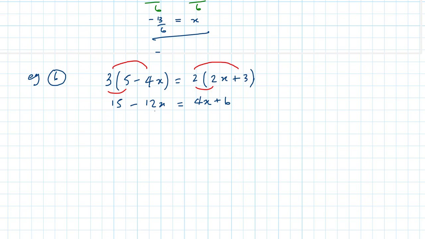Now looking at this one, we've got a negative 12x on the left and a 4x on the right. So the smallest amount is actually the negative 12x. So we're going to add 12x to both sides. Negative 12x plus 12x is nothing, so we've got rid of them. And on the right hand side we've got 16x plus 6. Now we subtract 6 from both sides, so 9 is equal to 16x, and we divide by 16.